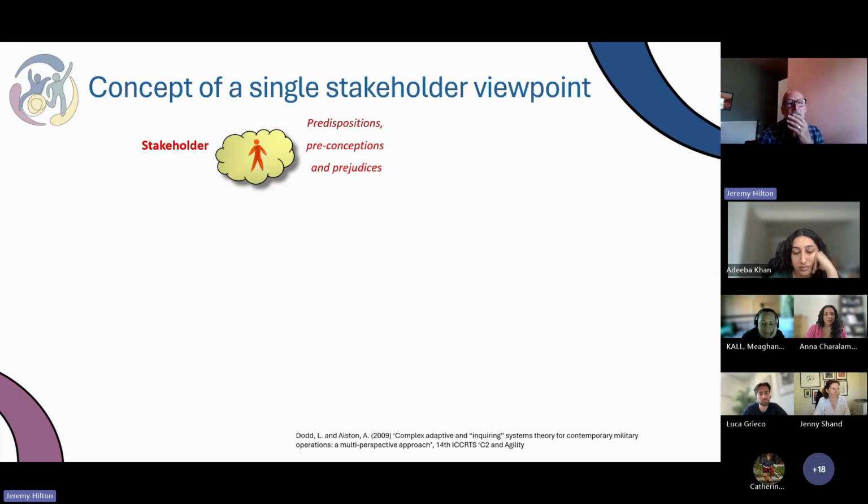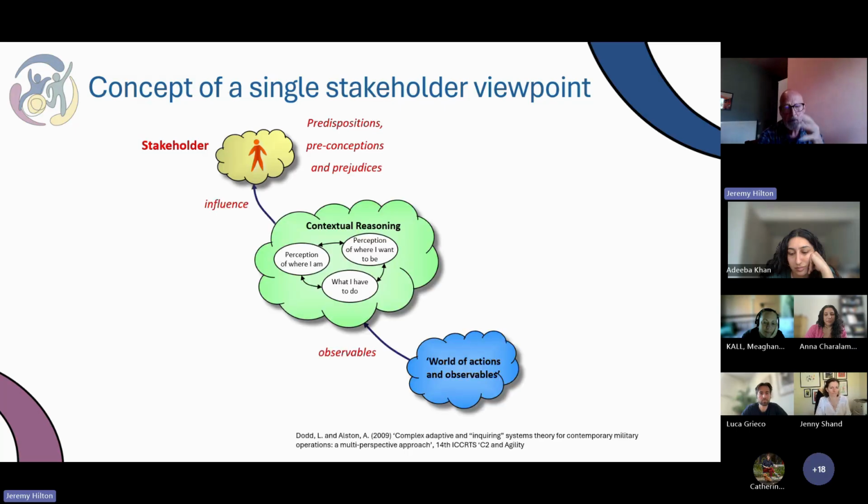So let's look at this from a different point of view. Each of us, every stakeholder, we've developed our own predispositions, preconceptions, and prejudices. And they're constantly changing through life. So when we see the world going on around us, we've got this contextual reasoning going on in our minds the whole time. Where do I think I am? Where do I want to be? What have I got to do? Does what's going on out there make life better, worse? Do I need to do anything? And that influences our predispositions, preconceptions, and prejudices. So this is going on all the time.